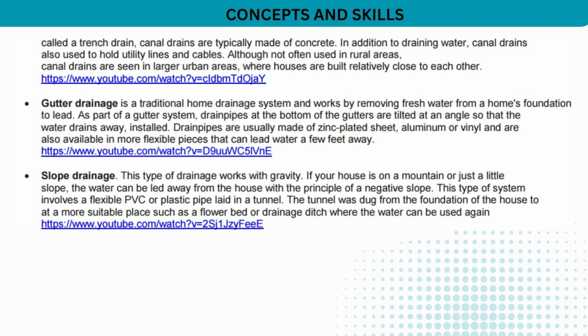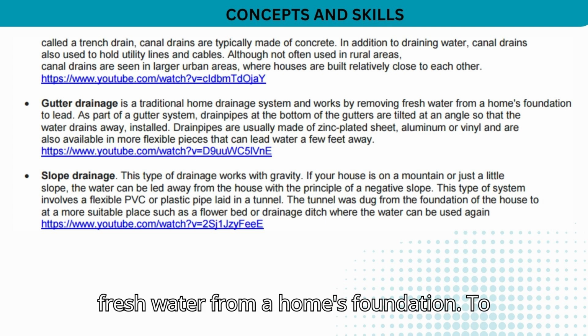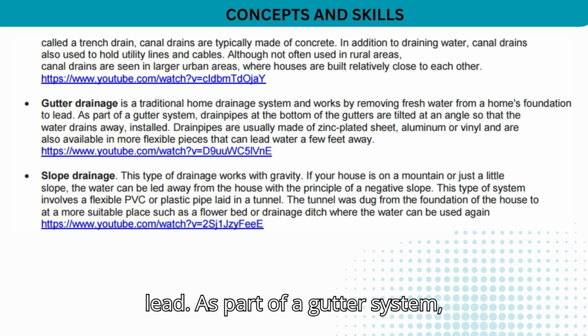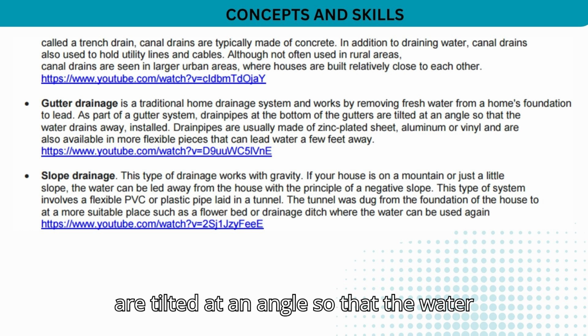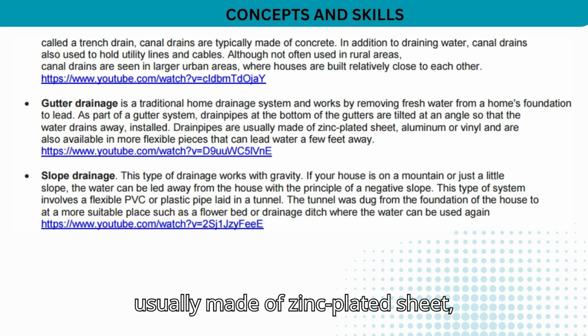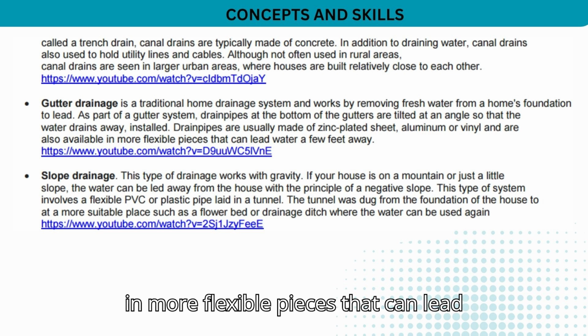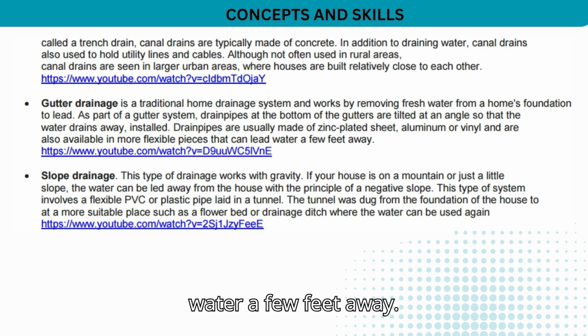Gutter drainage is a traditional home drainage system and works by removing fresh water from a home's foundation. As part of a gutter system, drain pipes at the bottom of the gutters are tilted at an angle so that the water drains away. Installed drain pipes are usually made of zinc-plated sheet, aluminum or vinyl and are also available in more flexible pieces that can lead water a few feet away.